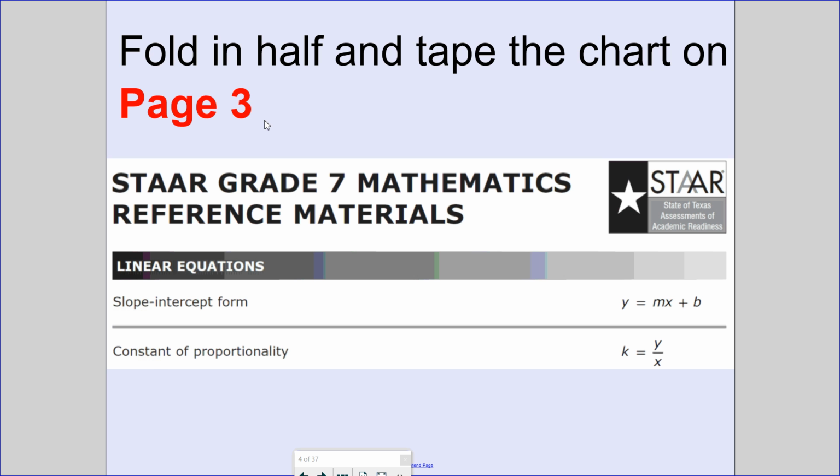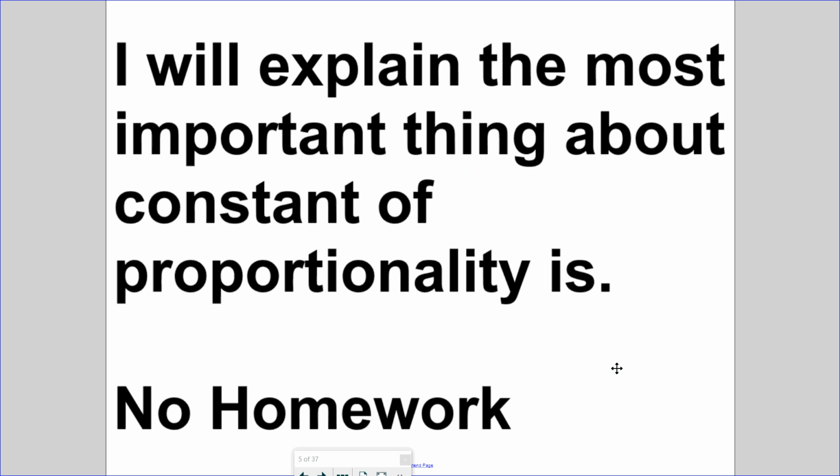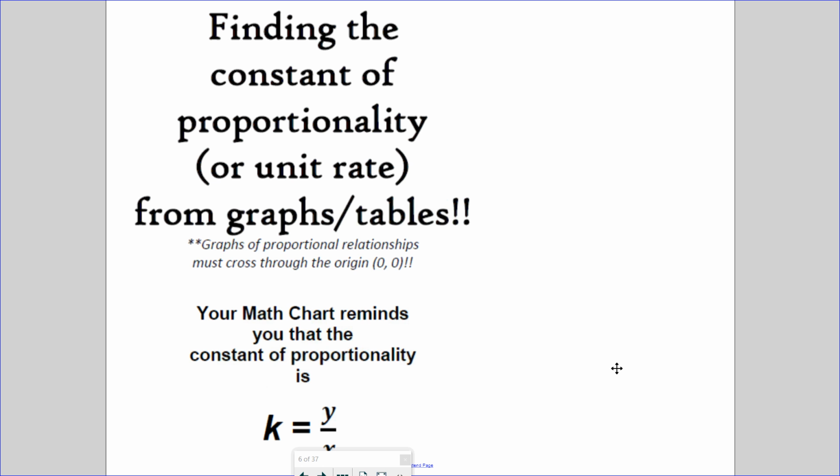So today we're going to be talking about constant of proportionality, or K for constant. I don't know why it's not C, but it's K, equal Y divided by X. So I will explain the most important thing about constant proportionality. It is just a fancy word for unit rate. We've learned unit rate for several months.